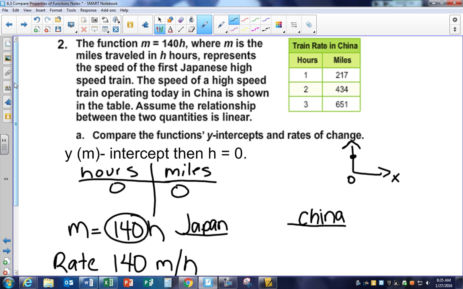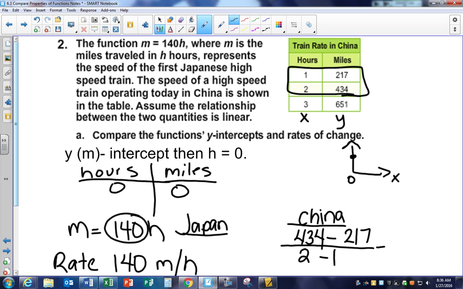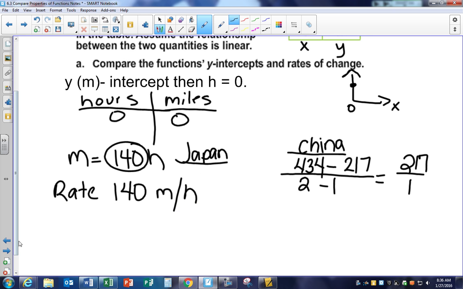Now we just look at our table, and remember we can look at this as x and y. We're going to take the change in these two parts of our table. So we do 434, change in our y's, minus 217, over 2 minus 1. So our change is going to be 217 over 1. In this case, our rate for the China train is 217 miles per hour. Therefore, the Chinese train is faster than the Japanese train.